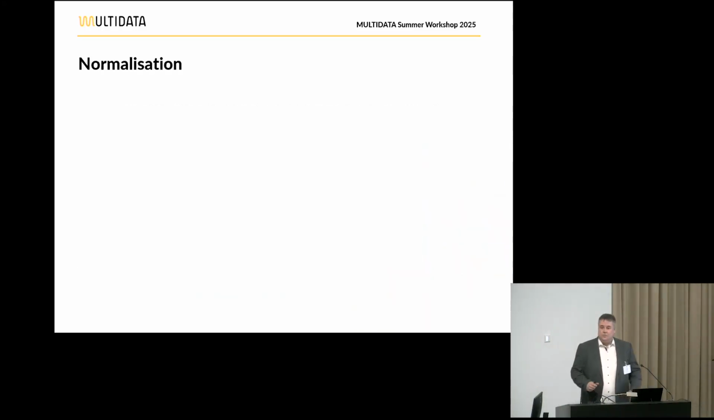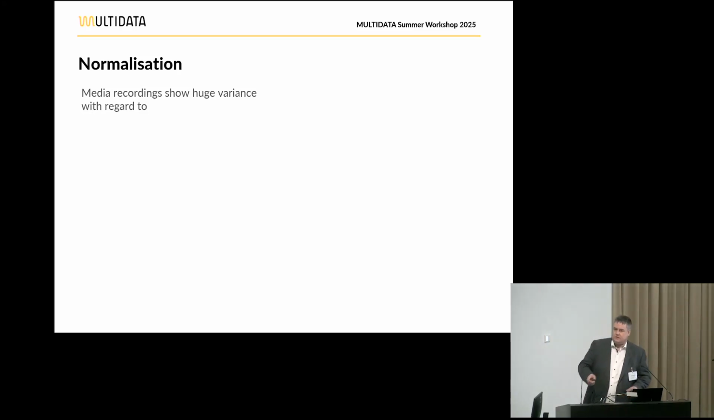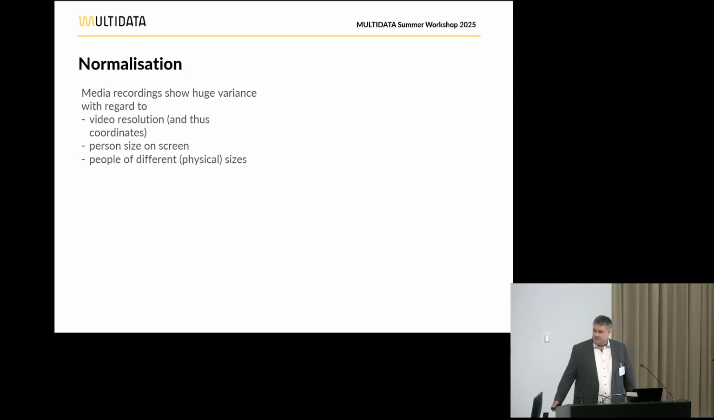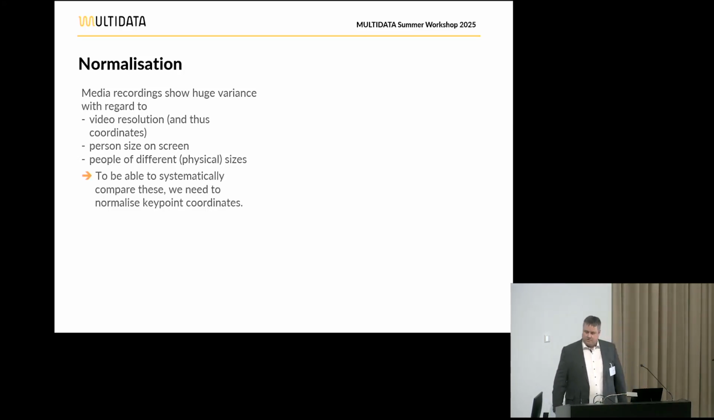Okay, as I said, all this depends on what the video looks like, because, and again, this is a slight difference in culture between the teams from Murcia and FAU. We are mainly working with media recordings, and the team at MPI are mainly working with lab recordings. So we're going to see some differences in how these things are used. For media recordings, we have huge variance in video resolution and thus the coordinates. Person size on screen, you saw Donald Trump in the top left corner, very tiny. People of different physical sizes. I mean, that is something you have everywhere, in lab recordings too.